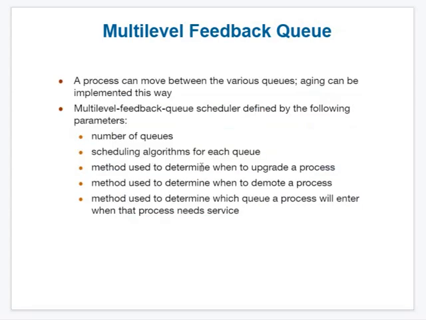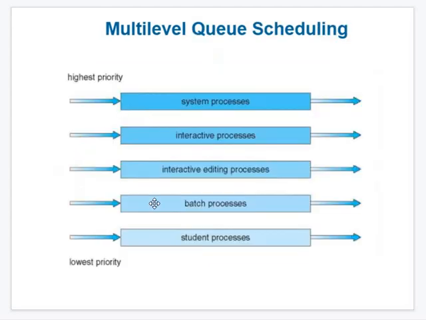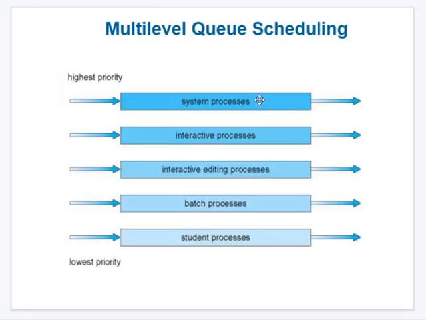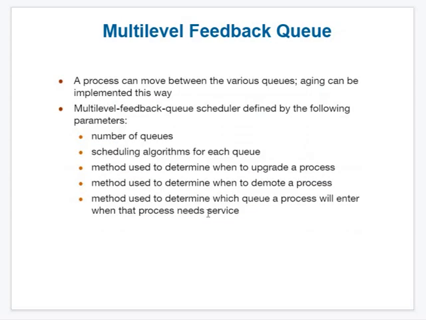What information will be stored for queue management? It will be the number of queues, how many queues, maximum 5. Then the scheduling algorithm of each queue: which algorithm the system process uses, which algorithm the interactive process uses, like that. Every process may use a different algorithm, so which one it is using will be displayed here.